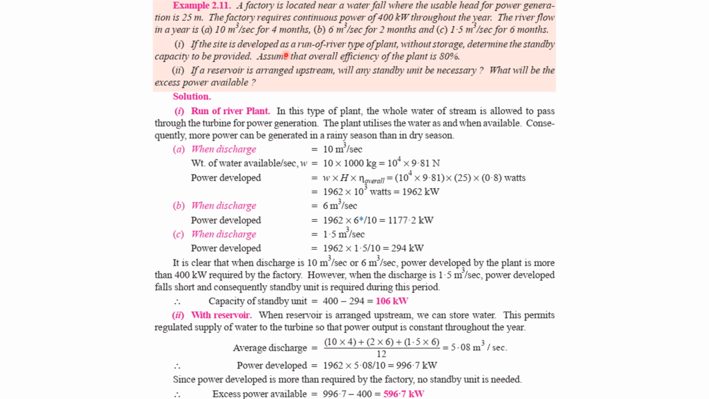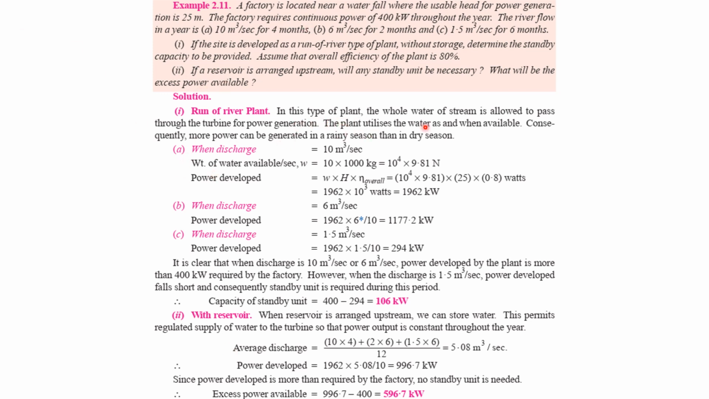If the site is developed as a run-of-river type plant without storage, determine the standby capacity to be provided. So you have to determine how much capacity must be provided to serve the factory load if the power generated from the hydroelectric power station falls short. Assume that the overall efficiency of the plant is 80%. So let us look at this part first, and then we'll move on to the next part.